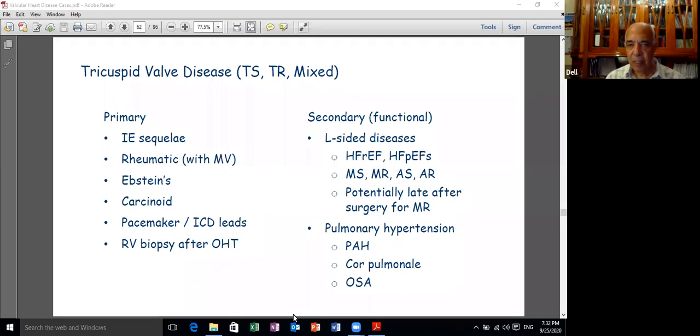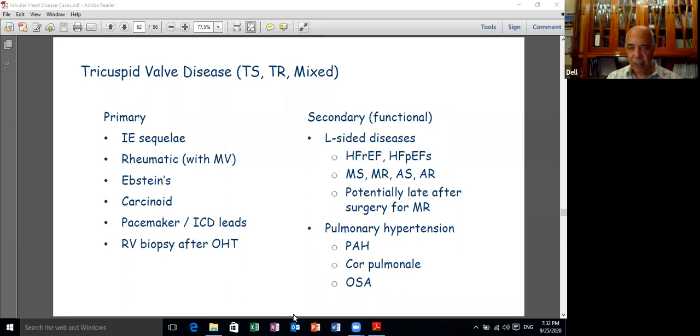So secondary tricuspid regurg occurs usually as a result of left-sided diseases, whether we are dealing with heart failure with reduced ejection fraction or preserved ejection fraction, or as a result of valvular disease on the left side of the heart. And there is a potential form that's coming forward now as a cause of secondary tricuspid regurg, in which there is mitral regurg on the left side of the heart and tricuspid regurg on the right side of the heart, without the participation of significant pulmonary hypertension or right ventricular remodeling. So that's a new entity that we have to be aware of.